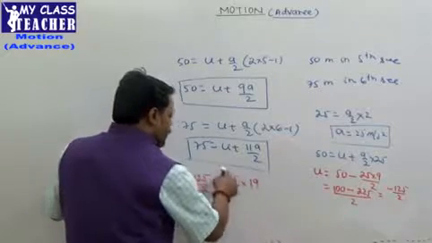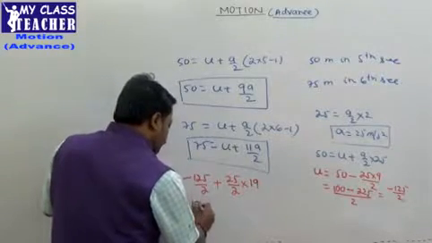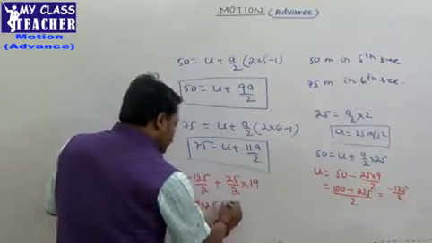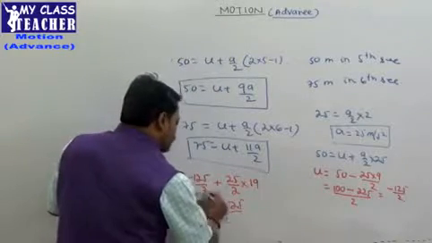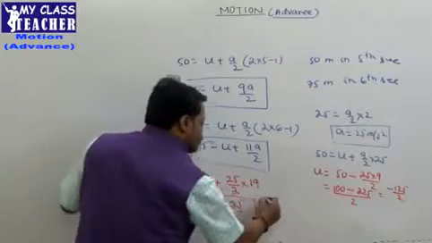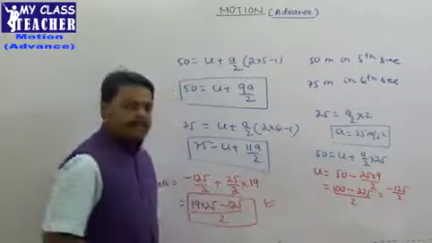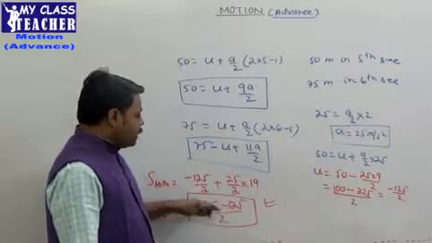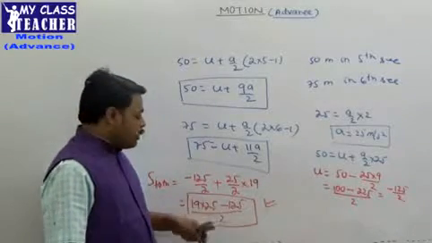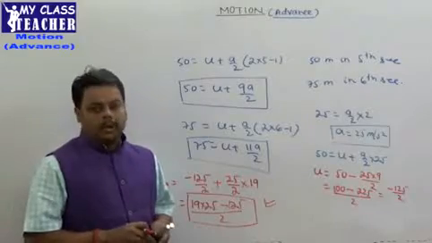So this is equal to 19 into 25, minus 125 divided by 2. It is the displacement covered in the 10th second. Simplify this and you will get the answer. So displacement covered in the 10th second is 19 into 25 minus 125, whole divided by 2. Okay?